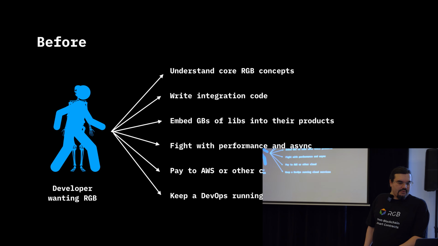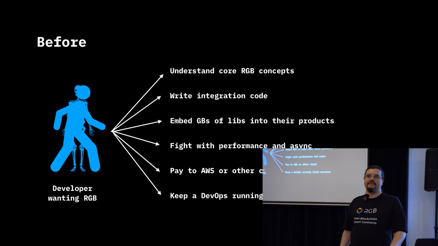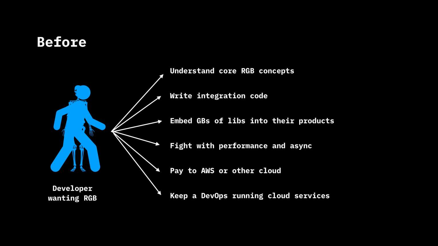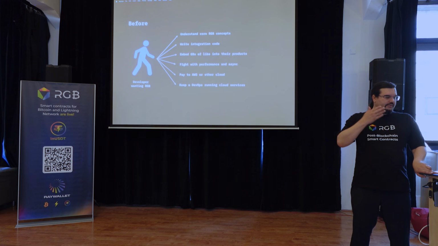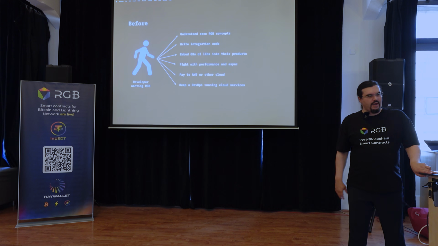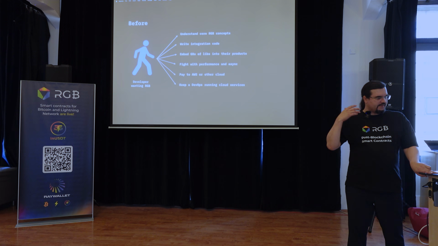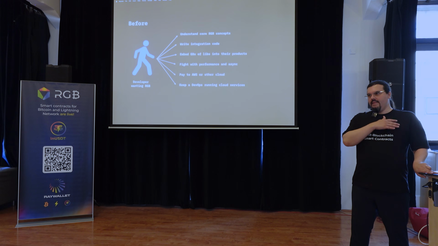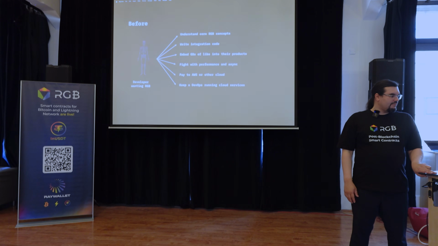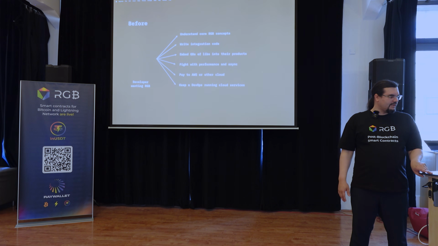Before, a developer waiting for RGB for all these years needed not just to wait for the RGB release, but also to understand core RGB concepts, write integration code, embed the quite huge libraries compiled from Rust into their mobile products, for instance, or WASM, fight with performance and different issues related to async programming, and so on, pay for AWS to put something of that into the cloud and keep a DevOps running this cloud infrastructure. So it was a huge threshold, like for any crypto, basically. They were literally dying because of that.